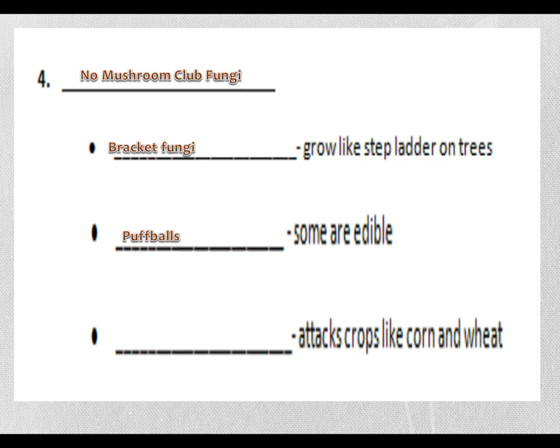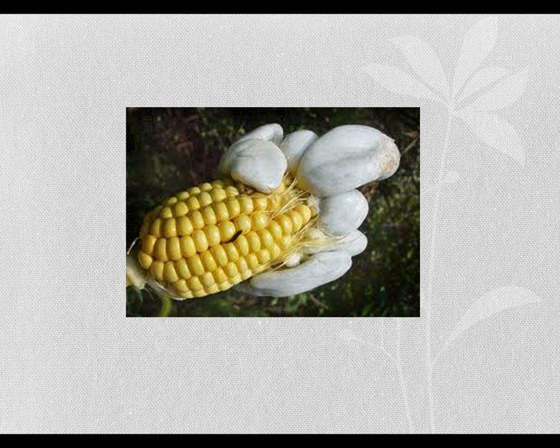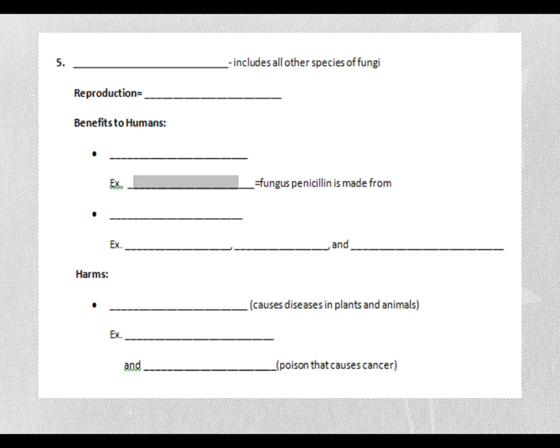All right. There are others that attack crops like corn and wheat, and they're called smut. And they look like that. Looks like popcorn, but it's the corn that's popped. And then the last type that we're going to talk about is just called imperfect fungi. It includes all of the other species because there are so many more, but not so many that we can put them in different categories, because they're so random. So we just put them all in one category called imperfect.